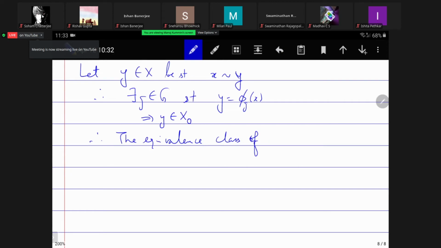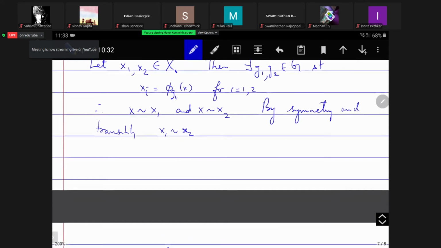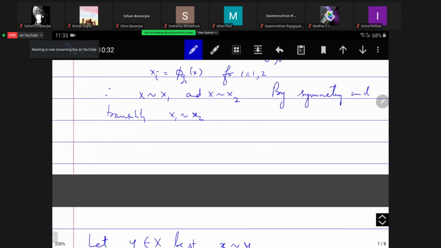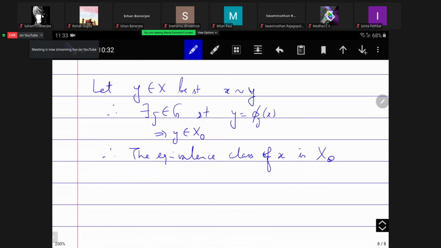In any equivalence relation, given an element, there is a unique equivalence class containing that element. The equivalence class of x is x0. So we have shown that an orbit is an equivalence class. The converse is again a similar, essentially tautological calculation.